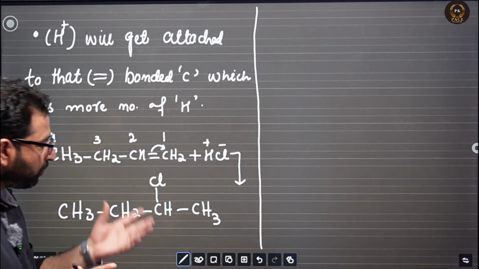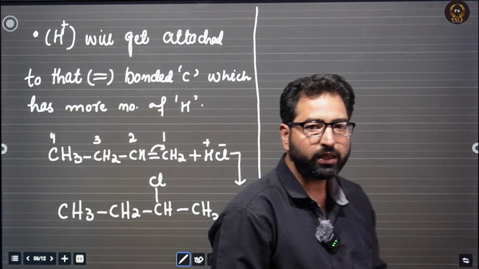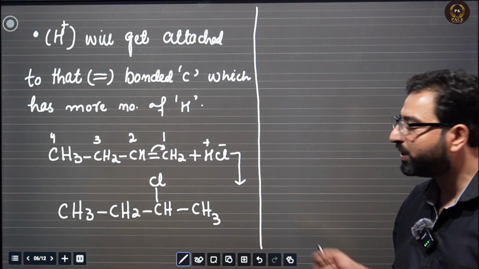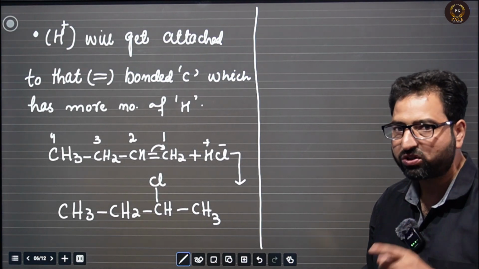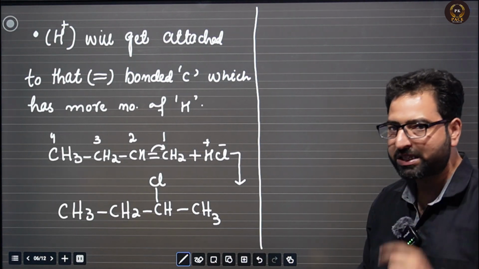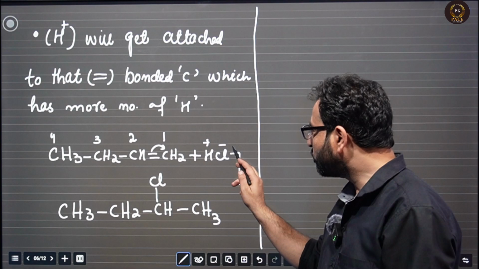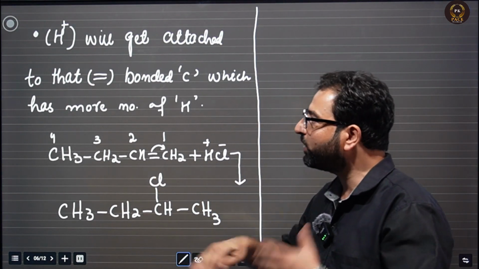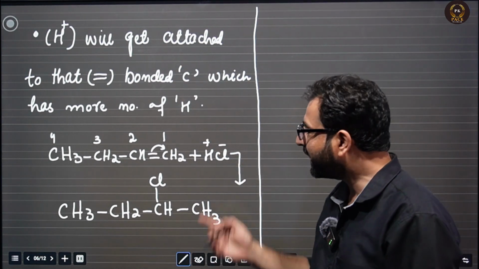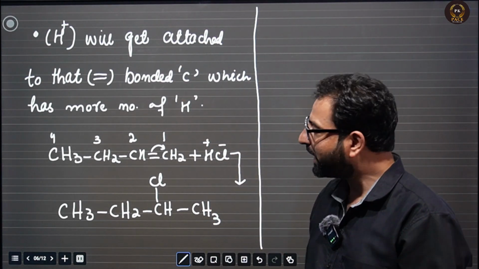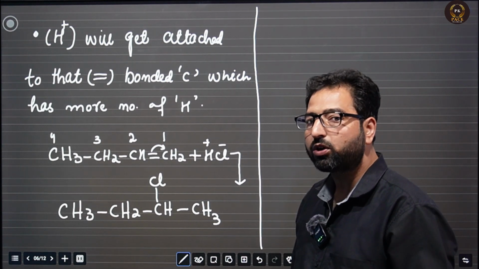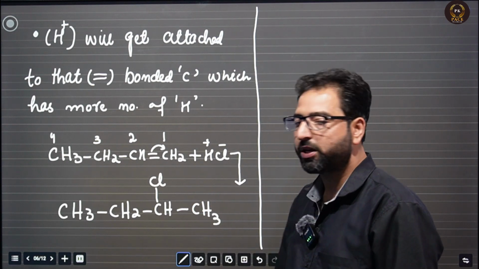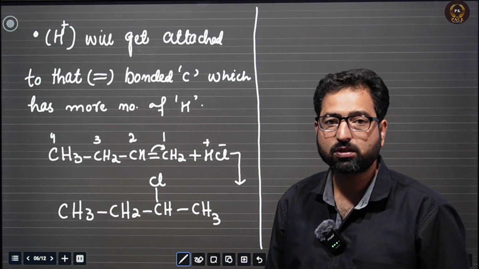Okay, we can see this product by both the statements. The statement first: the negatively charged part of the reagent gets attached to that double bonded carbon which has a lesser number of hydrogens. And the second statement: the hydrogen of this reagent gets attached to that double bonded carbon which has more hydrogens. This H will go there, and this is the major product according to Markovnikov's rule.